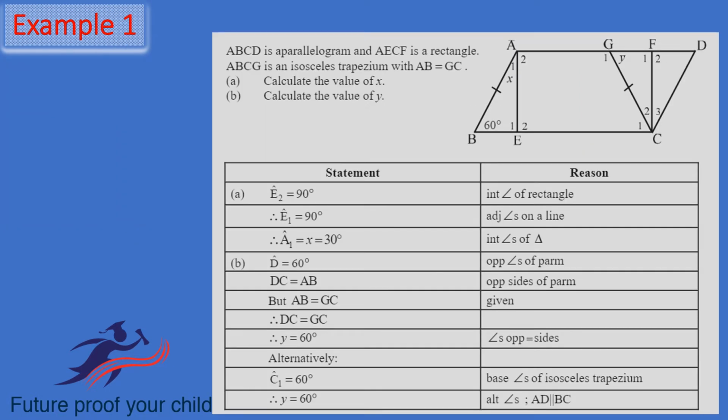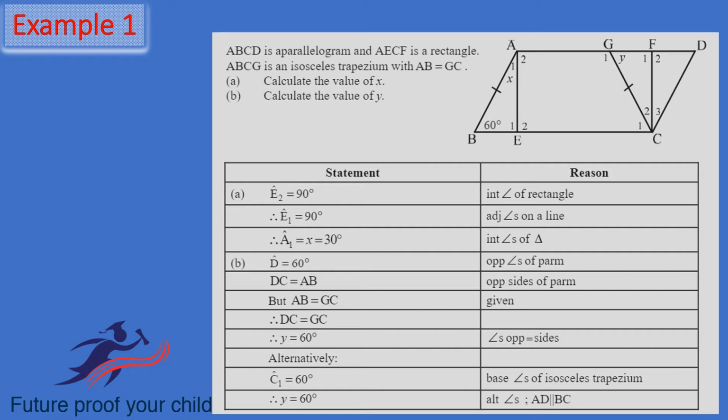So here's example number 1. We tell you that ABCD is a parallelogram and AECF is a rectangle. So now please remember, you need to know all the properties. Then ABCG is an isosceles trapezium. So it means that your two opposite sides are equal in length. So AB equals GC. Question A, calculate the value of x.